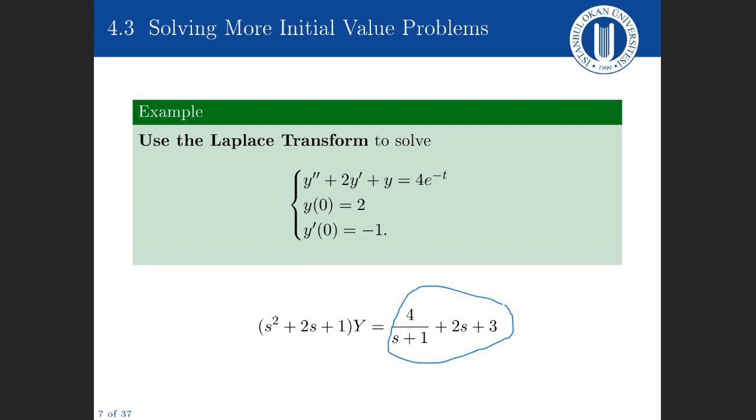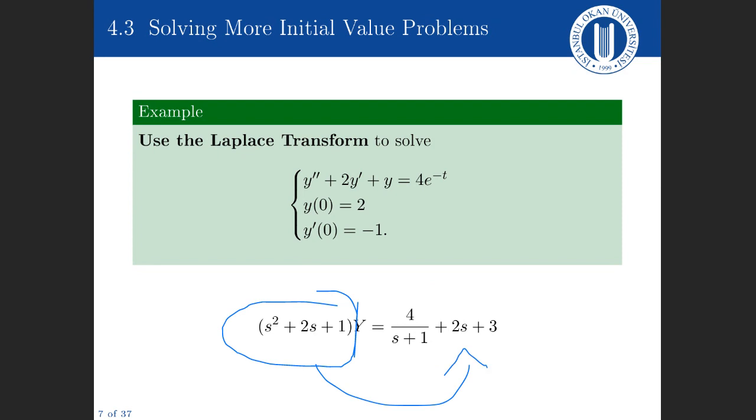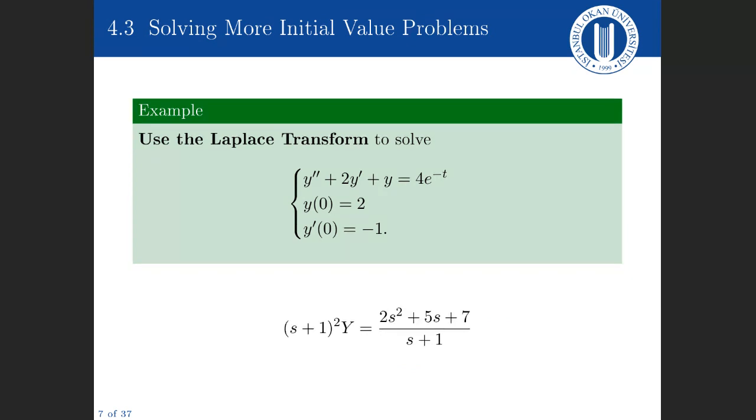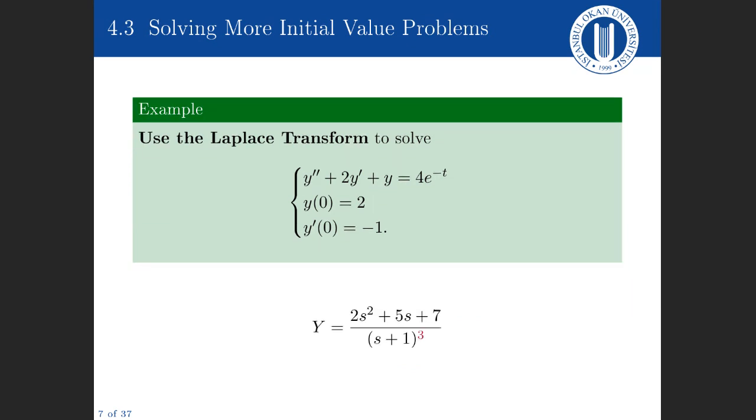The right hand side I want to put over... I want to factorize s squared plus 2s plus 1, and then I want to divide both sides by this. This is just s plus 1 squared, and then divide both sides by s plus 1 squared. We end up with our formula. Capital Y is 2s squared plus 5s plus 7 divided by s plus 1 cubed. And I leave this for you to double check.